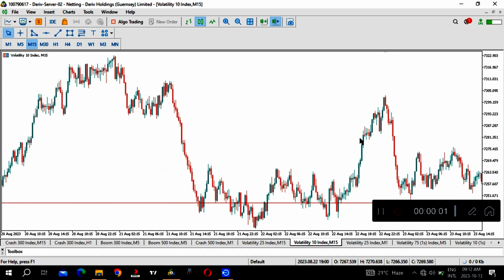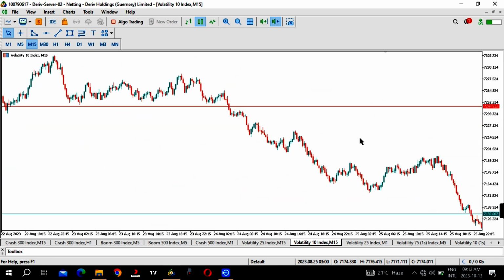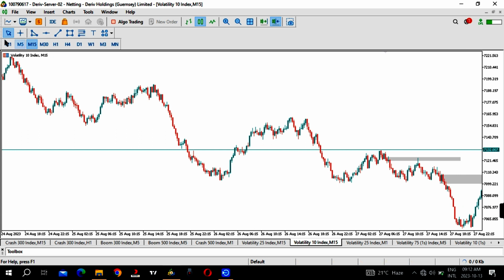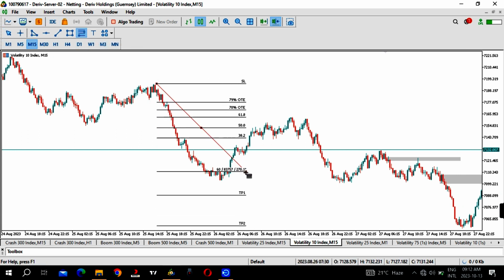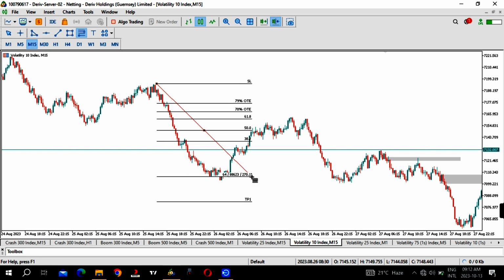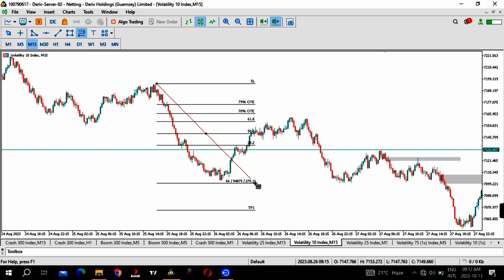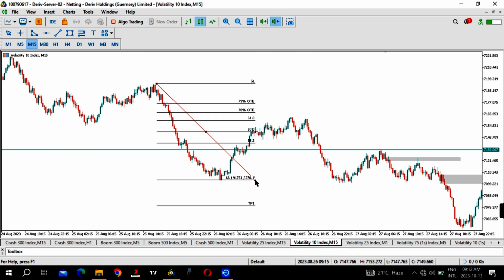If the idea of order blocks and supply and demand is too complicated for you, then I've got the right tool for you guys to use. So in today's video we're discussing the Fibonacci and exactly how we are going to be using it. Before we go right into the video, I want to show you how you set up these levels. I've got my SL levels over here, my 79 and 60 OTE levels, and all that stuff. I want to show you exactly how you can use this.